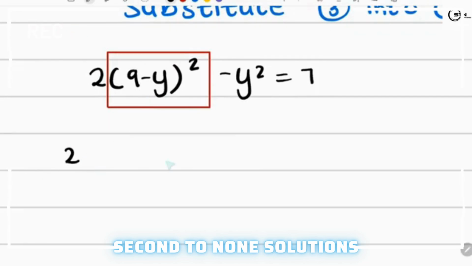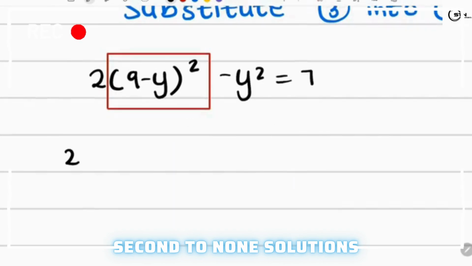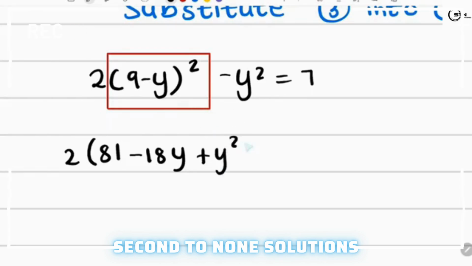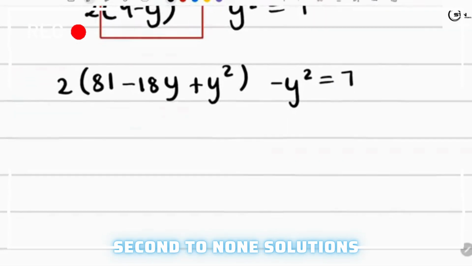Now, when you expand that, you can do the traditional method of writing it out and then distributing, which takes long. But what I'm going to do is square the first term. 9 squared gives you 81. And then the first term times the second term gives me a negative 9y, and then you multiply that by 2, which gives you a negative 18y. Then lastly, you square the last term, negative y all squared, which gives you positive y squared. Okay, then we have minus y squared is equal to 7. So just be very careful here.